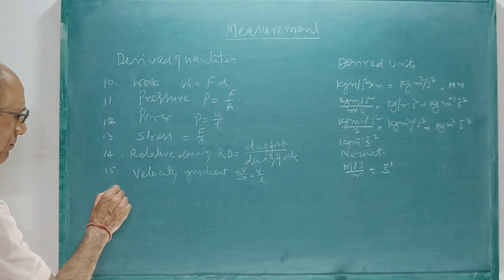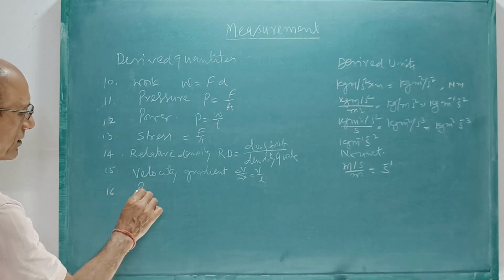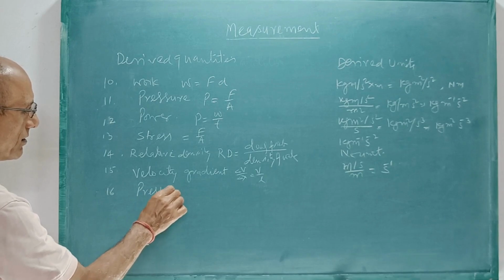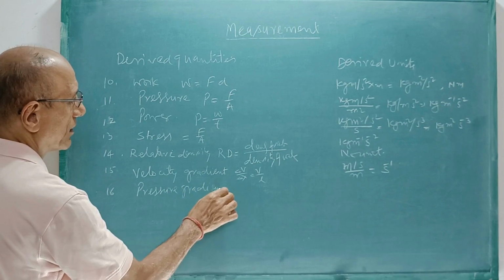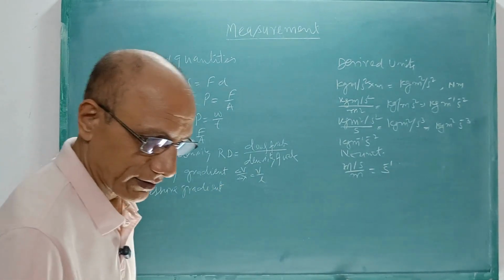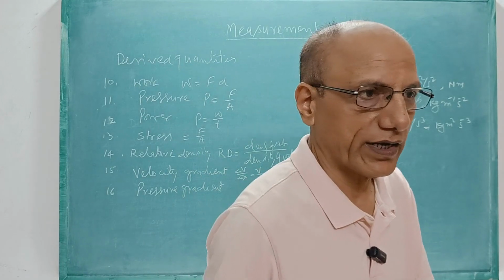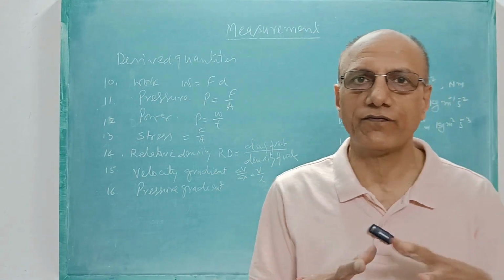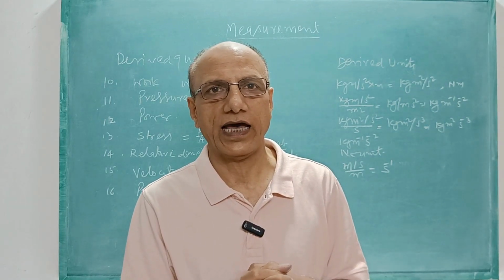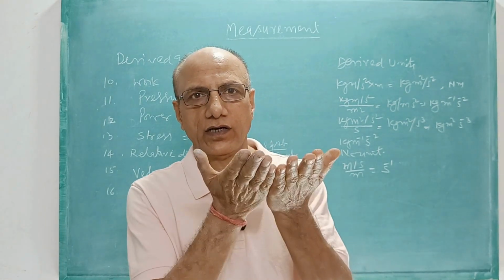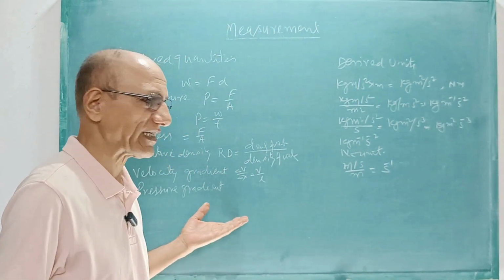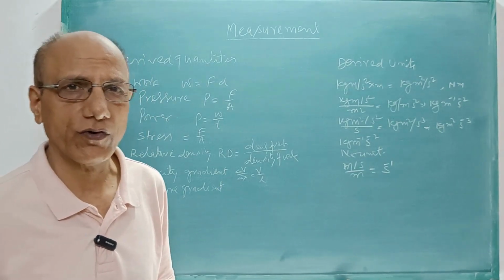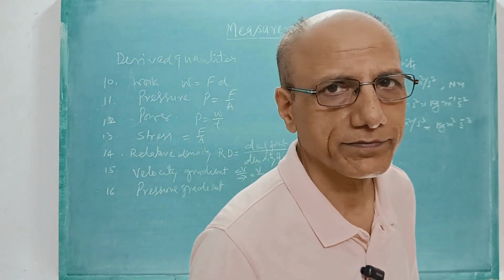Similarly, you can have pressure gradient. If you are living in a society with flats and it has 4 floors, where is the water pressure large, at the ground floor or at the 4th floor?